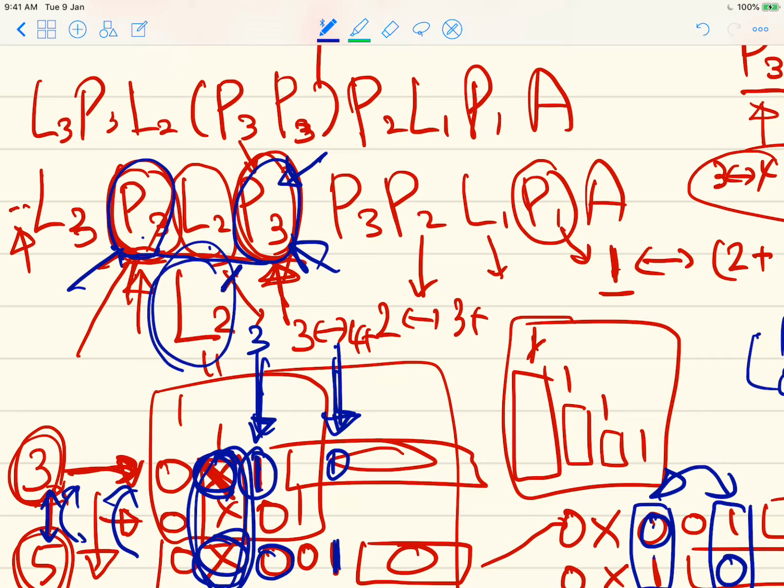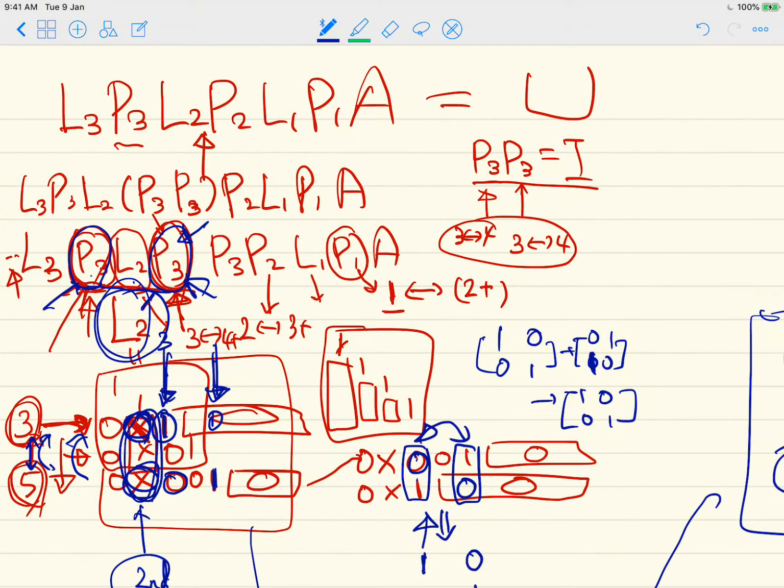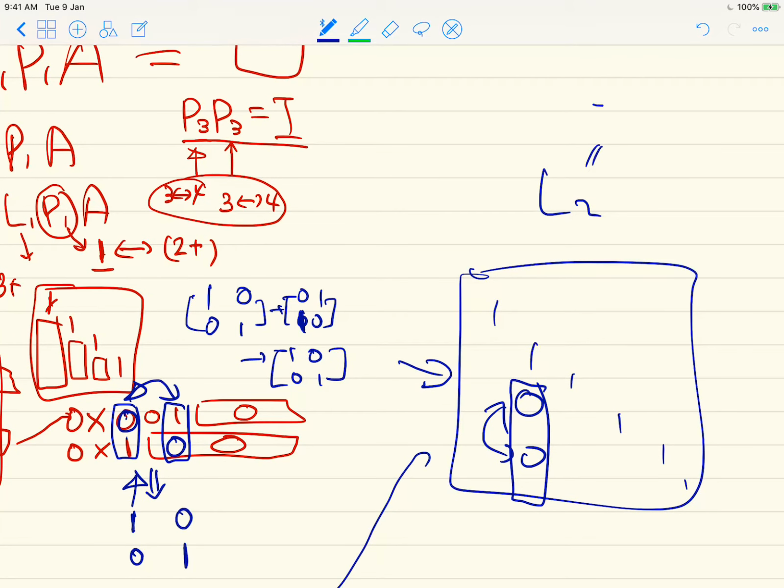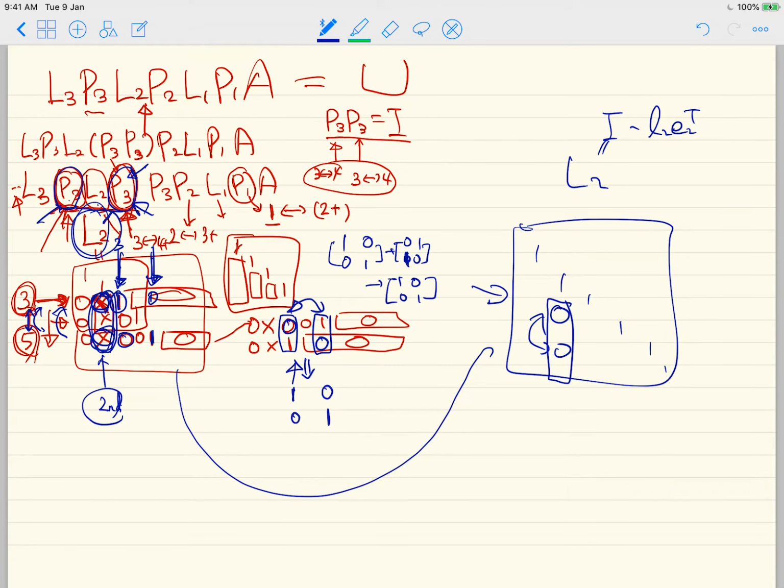Okay, but still this L2 prime will have the structure of this form, right? So in this sense, it can also be written as I minus L2 and E2 transpose, right? So the rest of the process will still remain the same. Any questions so far?